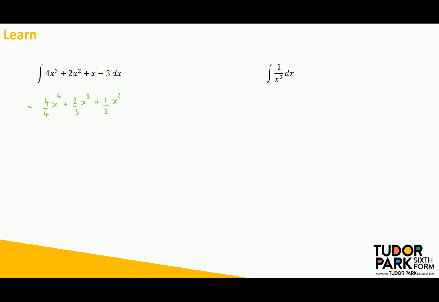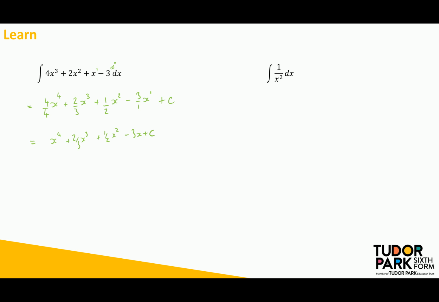And then finally, there's no x here. Well, I could imagine that as being x to the power of 0. If I was to increase that by 1, that would become x to the power of 1, and then make my correction, and then never forget my constant of integration. Tidying that up, that becomes x to the power of 4 plus 2/3 of x cubed plus 1/2 of x squared minus 3x plus constant of integration.